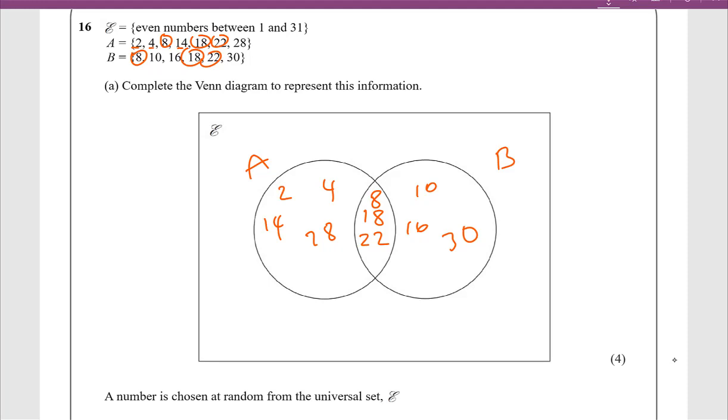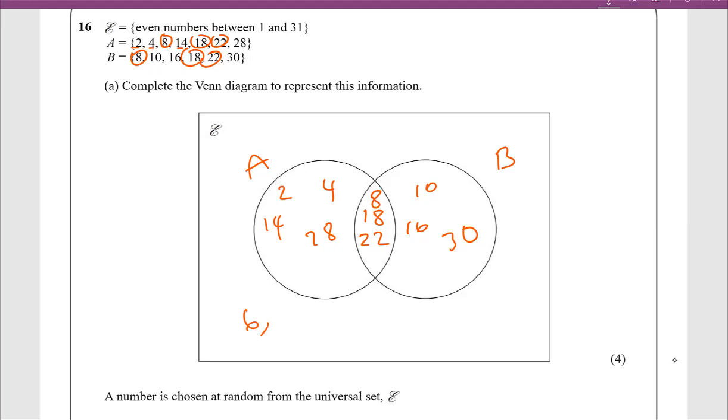And how many even numbers are between 1 and 31? Just count. We can clearly see there are some missing. So the missing ones need to go outside. The missing even numbers from this diagram are: we don't have a 6 between A and B. So you have a 6 missing, which is an even number.